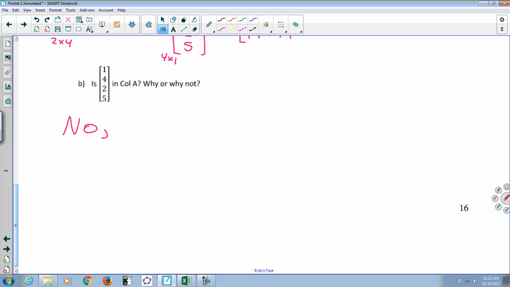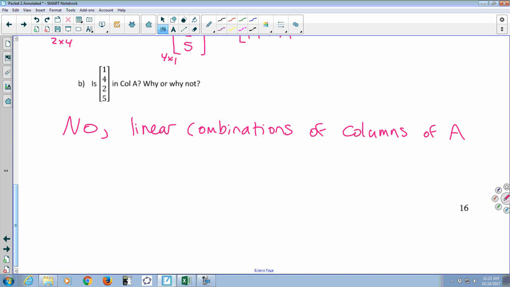No, linear combinations of the columns of A live in R2, right? So I don't even have to check. There's nothing to do to check. If I had given you a vector in R2, I would have to do some work to figure it out, right? But it's not even possible.